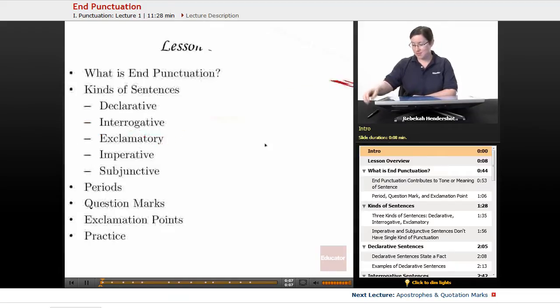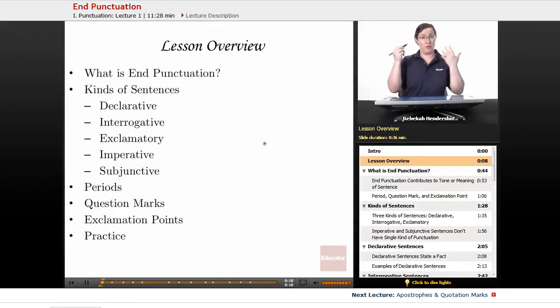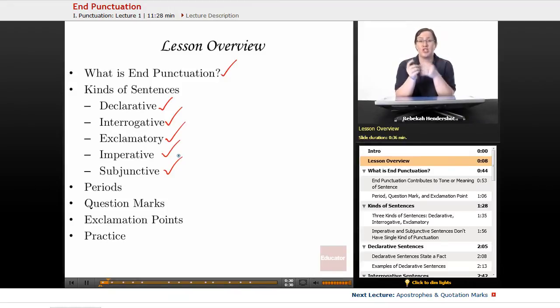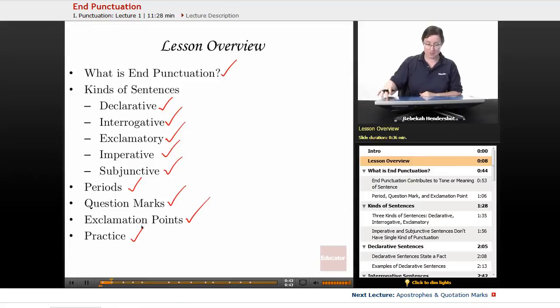Let's get started. Alright, we're going to look at the question of what end punctuation actually is. It pretty much only boils down to about three options. We're going to look at the kinds of sentences which require different kinds of punctuation. So we're going to look at declarative sentences, interrogative, exclamatory, imperative, and subjunctive. They all take different punctuation. Then we're going to look at the three main kinds of end punctuation in written English. We're going to look at how to use periods, question marks, and exclamation points. And we're going to end, as always, with a set of some practice. And you'll get to use your own end punctuation in some sample sentences.